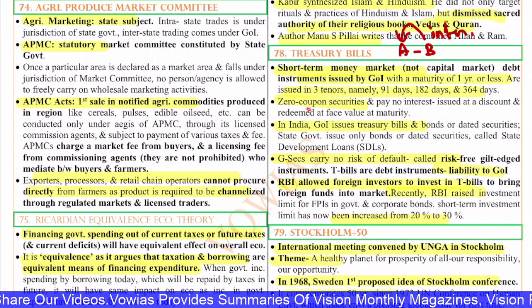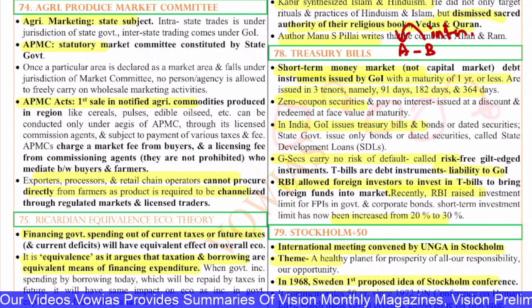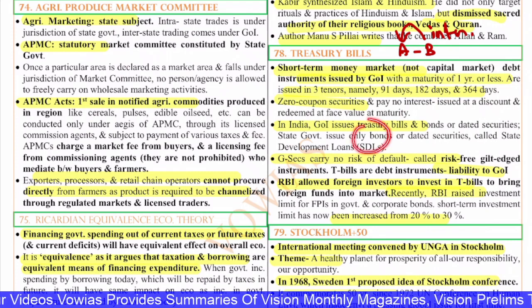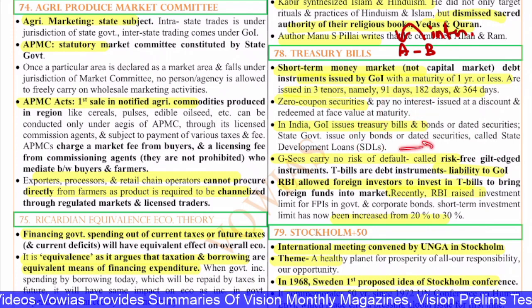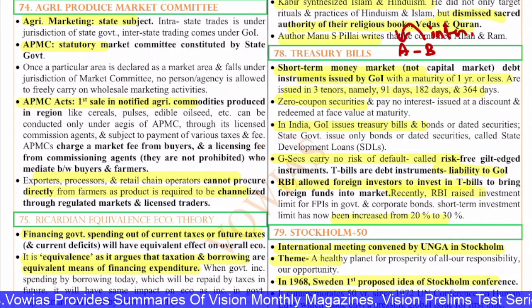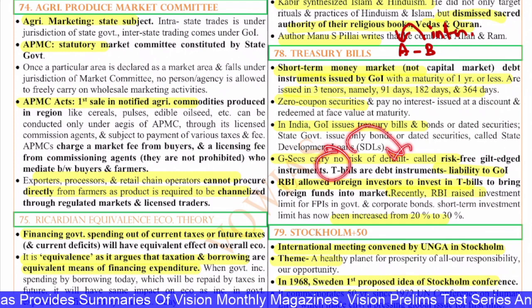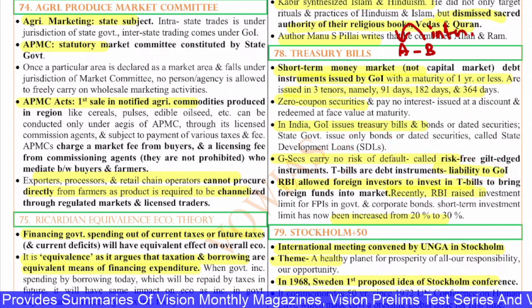In India, the government of India issues treasury bills and bonds related to dated securities. State governments issue only bonds or dated securities called state development loans. The G-Secs carry no risk of default, called risk-free gilt-edged instruments. The T-bills are debt instruments and they are a liability to the government of India.